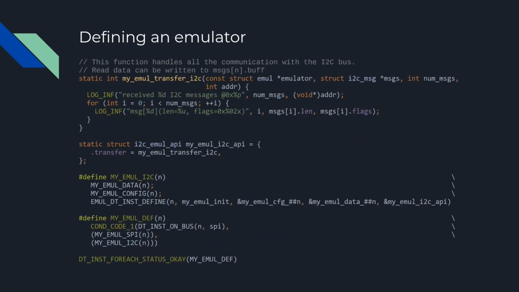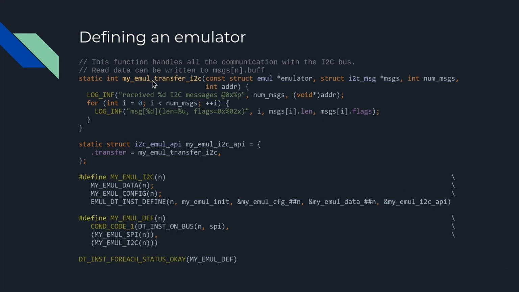So the actual definition for the emulator here should look very similar to devices. EMUL_DT_INST_DEFINE, right here, takes an index for the driver, just like DEVICE_DT_INST_DEFINE takes an init function, configuration and data pointers, but, and this is the new one, takes a bus API pointer. This API is the implementation of the hardware communication. This is the entry point where the emulator will respond to various bus reads and writes.